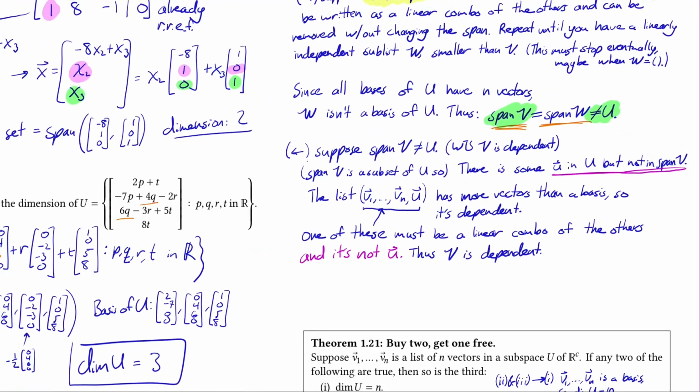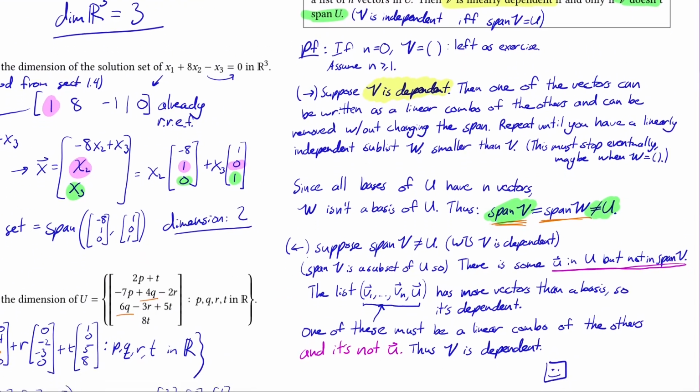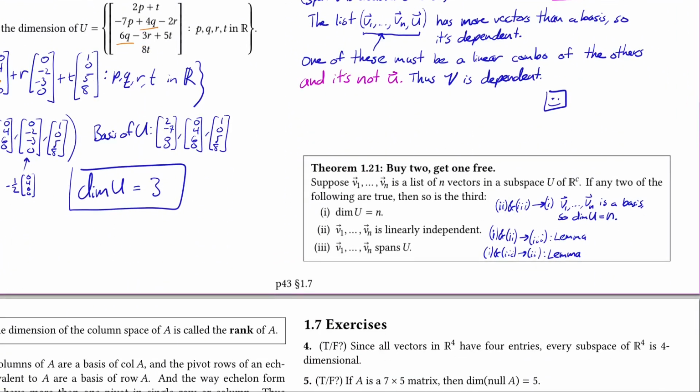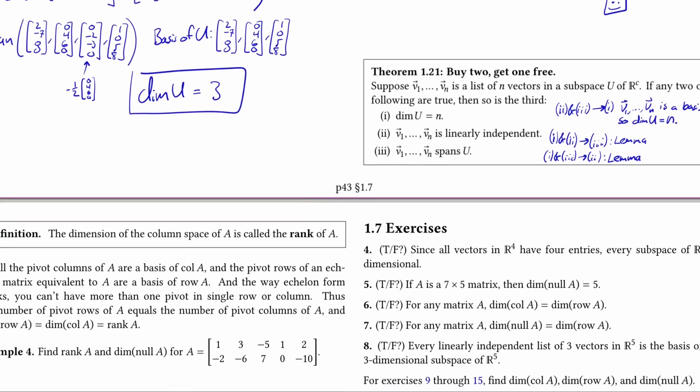Okay, so that proves that lemma, and if you repackage the lemma into the buy two, get one free theorem, you get this nice handy theorem, which is going to be pretty useful. It basically says that if you have the right number of vectors in a list and it's either linearly independent or it spans U, then that means it's a basis. You don't need to prove the other one.